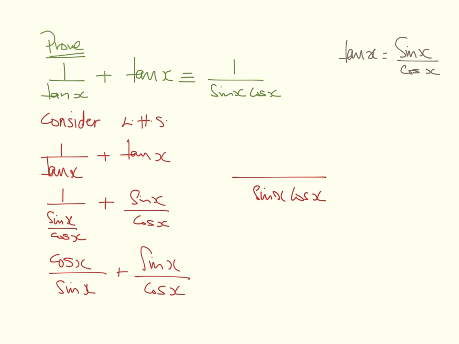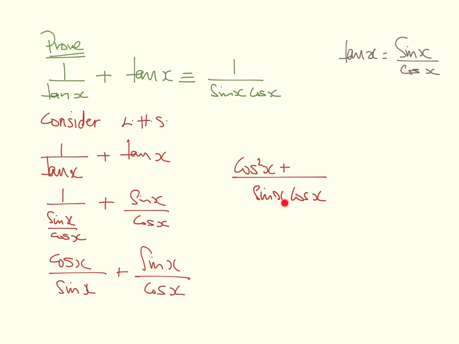You already know that to make this fraction equivalent to what you got there, you have to multiply the bottom by cos x to end up getting sine x cos x. So you multiply the top by cos x as well, and cos x times cos x is cos square x, plus you'll have to do the same here.